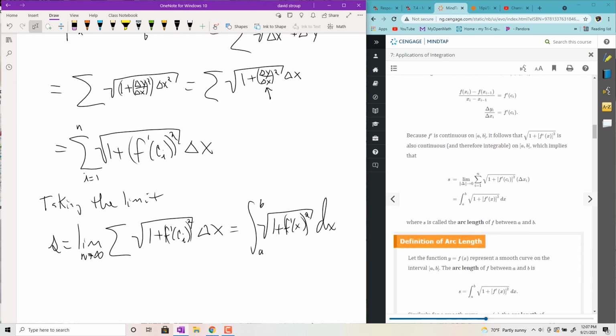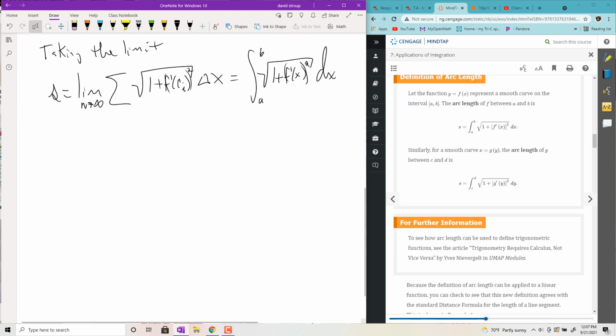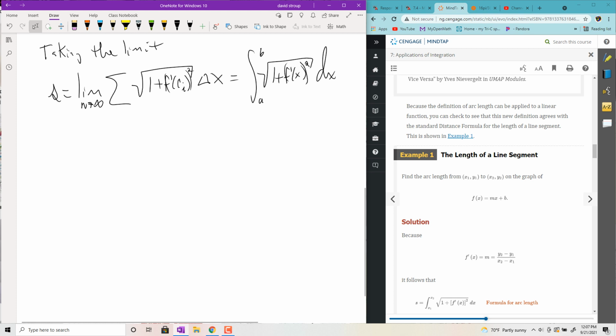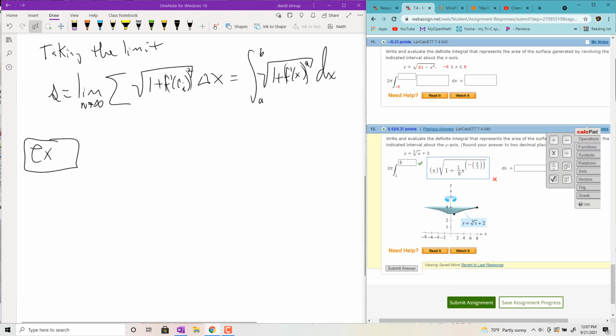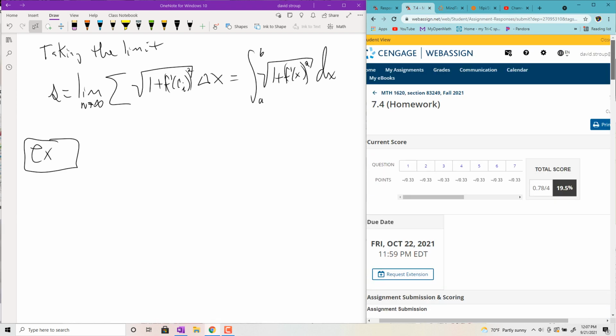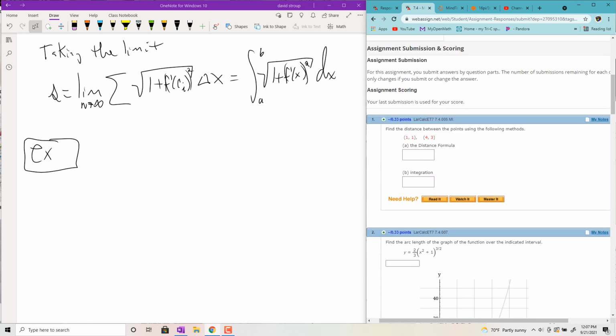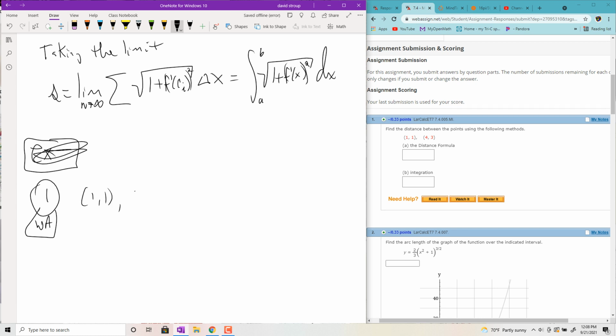The real hard part for these problems is just the algebra. Let's take a look at example 1 before we get too deep. And we can actually look at the WebAssign problem that you'll be facing. Basically, they want you to figure out the distance. So this is problem 1 from WebAssign. Figure out the distance between these 2 points using the distance formula and then using integration.